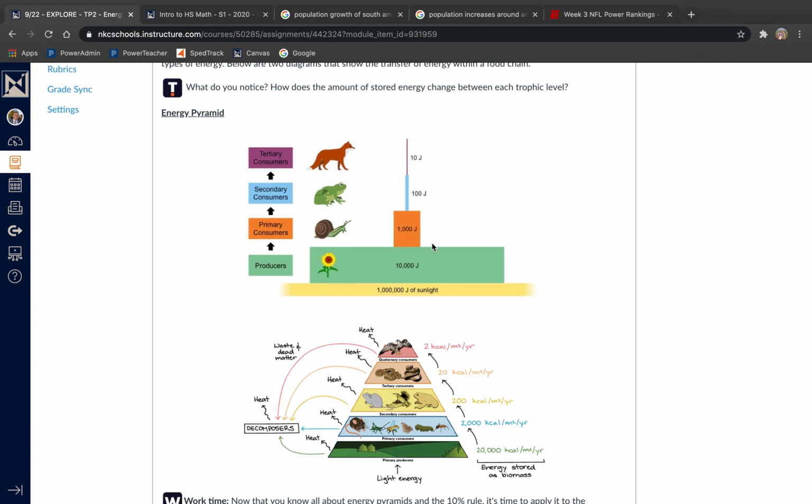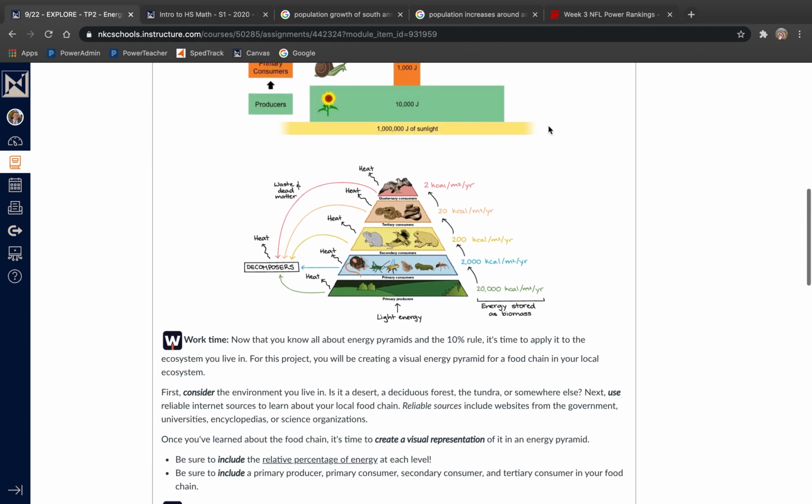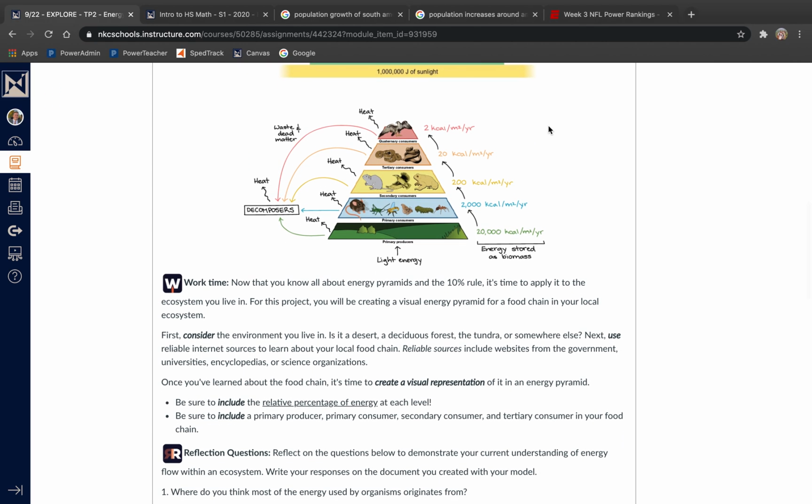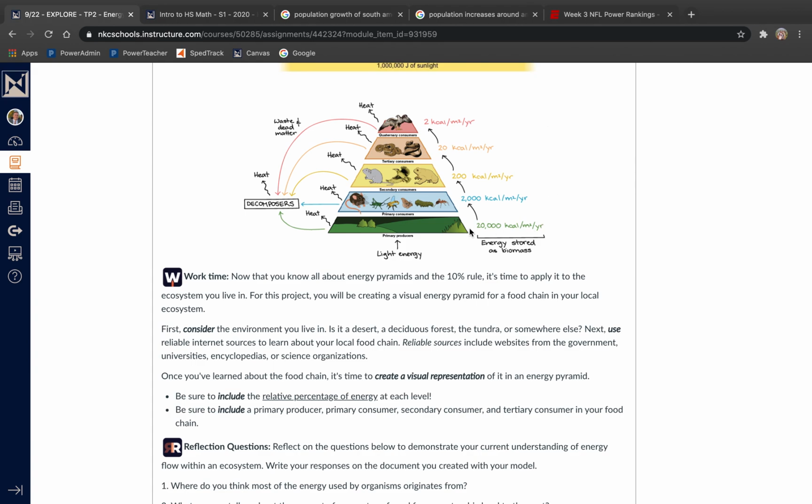We have an energy pyramid. We have producers, primary consumers, secondary consumers, and tertiary consumers. Again, another pyramid. We have heat leaving, decomposers, light energy, all the way up.